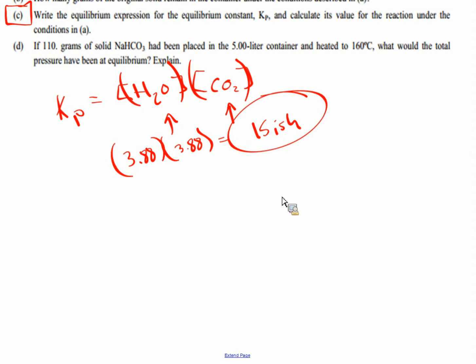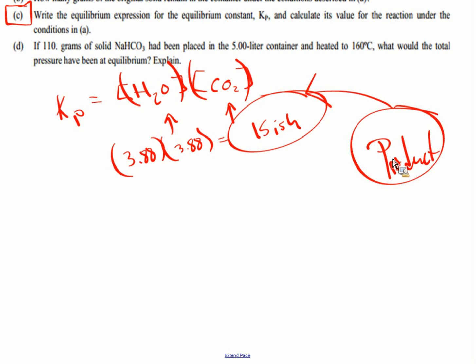Hey, is this product or reactant favored? Oh, product. Why is it product favored? Okay, and how about in a KP explanation? Because KP is significantly greater than 1.